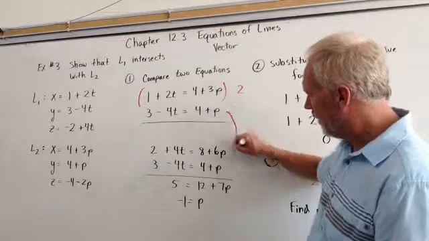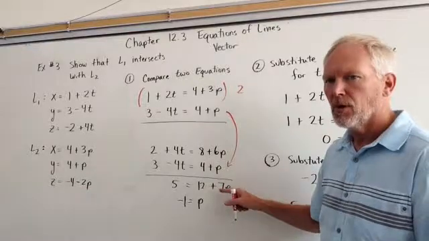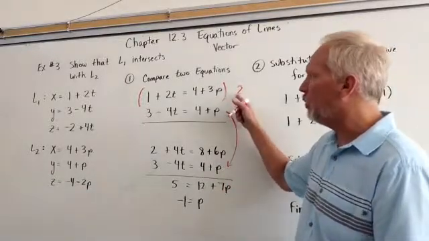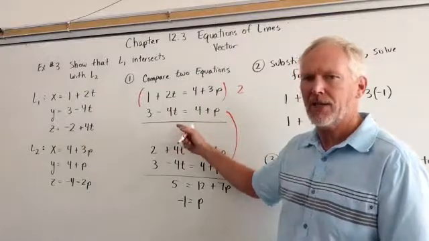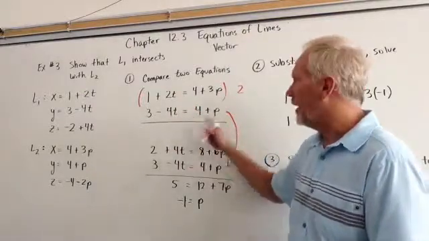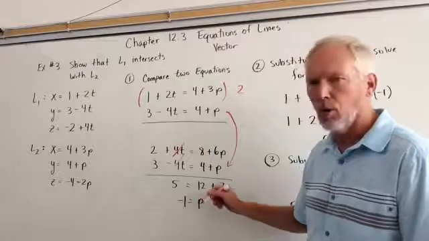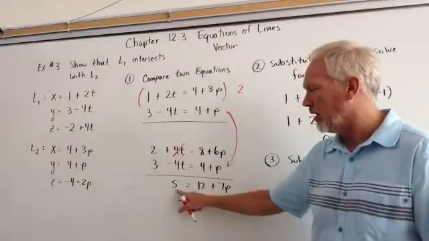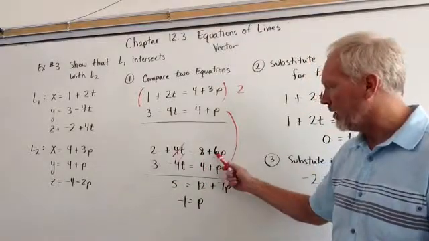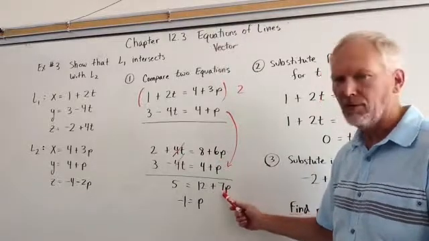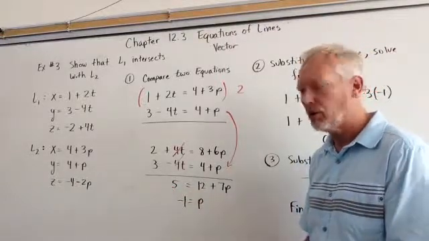I bring this equation down here, and it's 3 minus 4t equals 4 plus p. So again, all I did was try and find a multiple where I could eliminate one of the variables, either p or t. It doesn't matter. In this case, I chose t because it was an easy multiple. And so once you do this, you'll notice that these 4t's go away, and we're left with 2 plus 3 is 5 equals 8 plus 4 is 12 plus 6p plus 1p is 7p. If you subtract 12 from both sides, you'll end up with p is equal to negative 1.